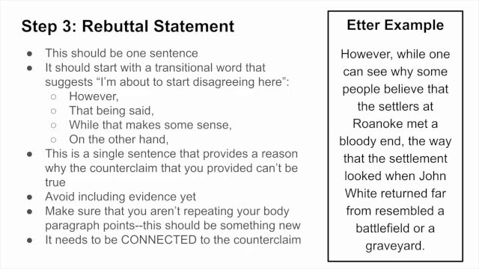Single sentence that provides a reason why the counterclaim that you provided can't be true. Just like we talked about with your claims and your body paragraphs, you don't want to get to the evidence yet. You're going to get to that in the next step. You're just creating a claim that rebuts the counterclaim. And also make sure that you aren't repeating your body paragraph points. This should be something new. This is a new idea. And it needs to be connected to the counterclaim.